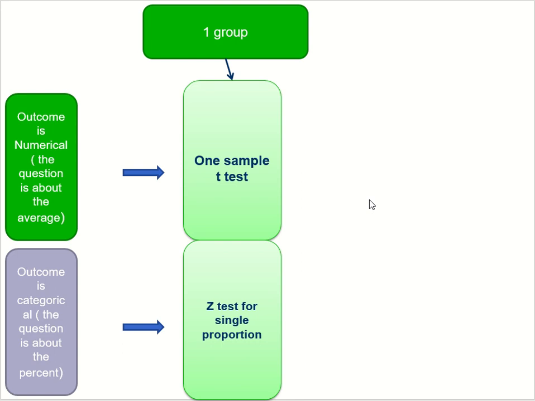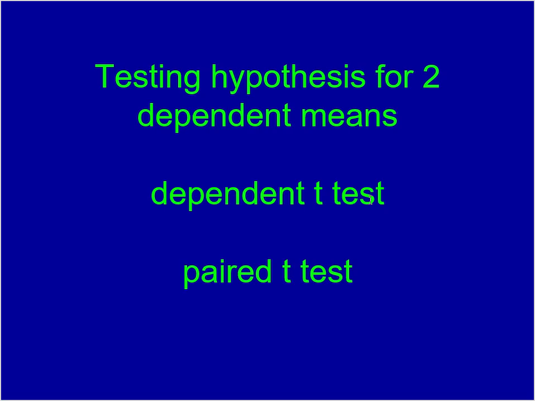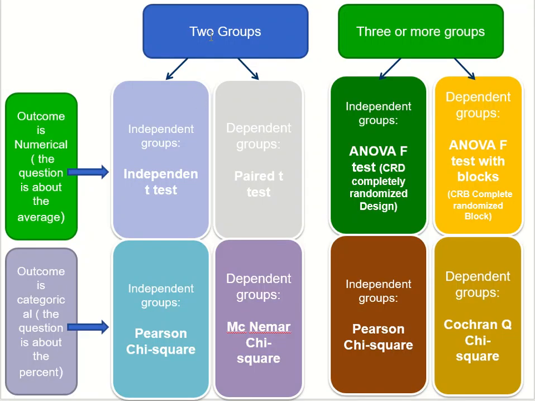Now, what comes next is an expansion of the testing hypothesis, whereby you have either two groups or you have three or more groups. So it's either one group, two groups, or three and more. But the outcome is still either numerical in nature or categorical in nature. Meaning you're either interested in looking at averages, comparing averages, or comparing proportions.